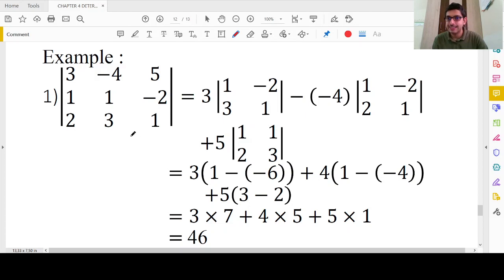Now let us consider an example: determinant of 3, minus 4, 5, 1, 1, minus 2, 2, 3, 1. Here it is expanded using the first row. So first row, that is A11.